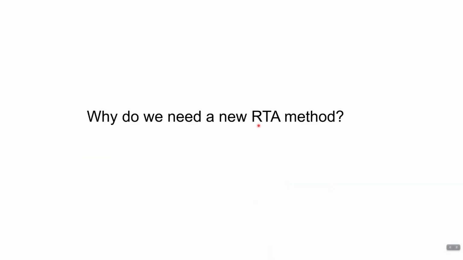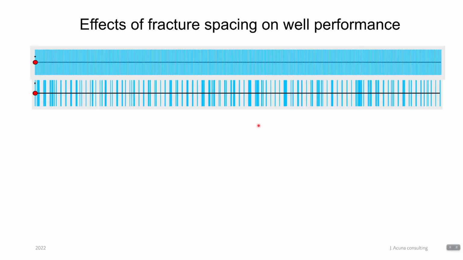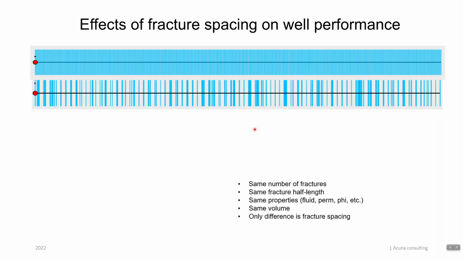So let's try to answer the question, do we really need a new RTA method? Let's consider these two wells. These are models, really. So we will work with a simulated example just because we know the answer. So these two wells have the same number of fractures, same fracture half length, same fluid properties, permeability, porosity, etc. Same volume. The only difference is the fracture spacing.